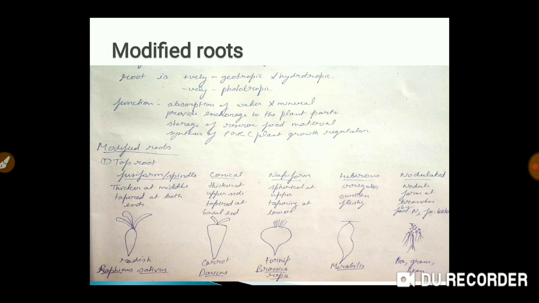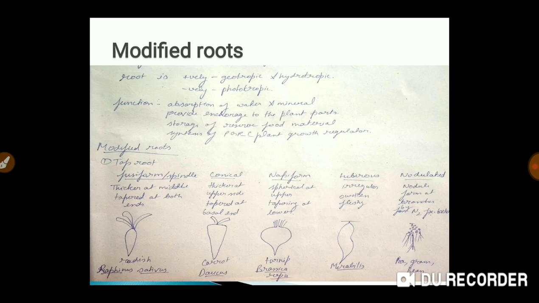So this is negatively phototropic, and the functions of the root are absorption of water and mineral, providing anchorage, that is support to the plant part, and storage of reserve food material. In some plants it has one function, that is reserve food material, and another function is synthesis of PGR, that is plant growth regulator. So there are some modifications of the root. In taproot, the modifications are fusiform, also known as spindle, then conical, then napiform, then tuberous, then nodulated.